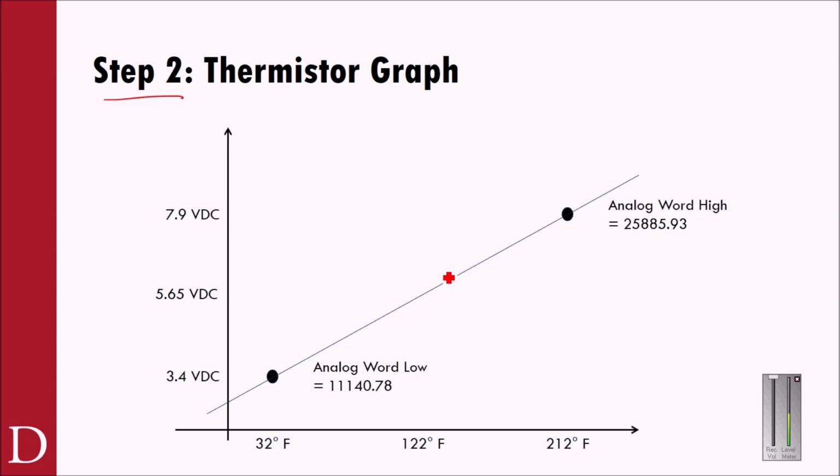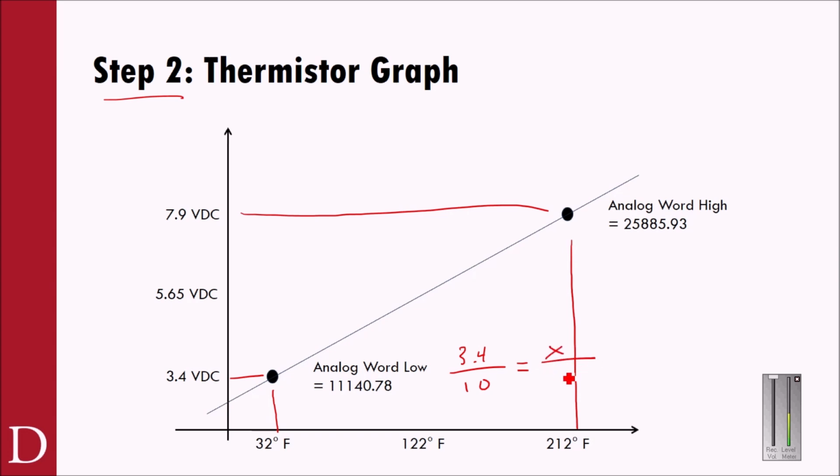What I'm going to do is create a little thermistor graph. So I can see that at 32 degrees, I read 3.4 volts. And at 212 degrees Fahrenheit, I read 7.9 volts. Now, the other thing I wanted to do real quick was determine what those word values were. So again, if you're not sure how to get that word value, we say 3.4 is to 10 as some value is to 32,767.